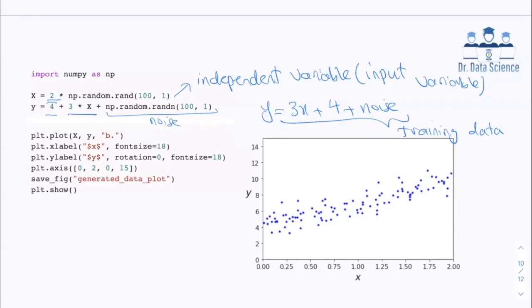We have X and Y, and we use the blue color. We can use X label, Y label. I will definitely in near future post some videos on how to use Matplotlib and NumPy and some of these tools, but these are very basic stuff and most likely you're familiar with them.